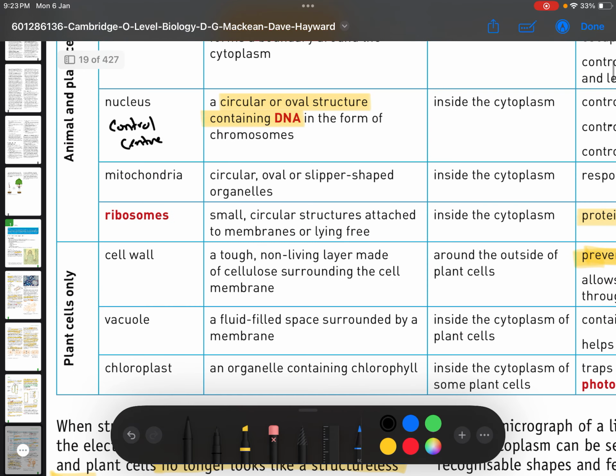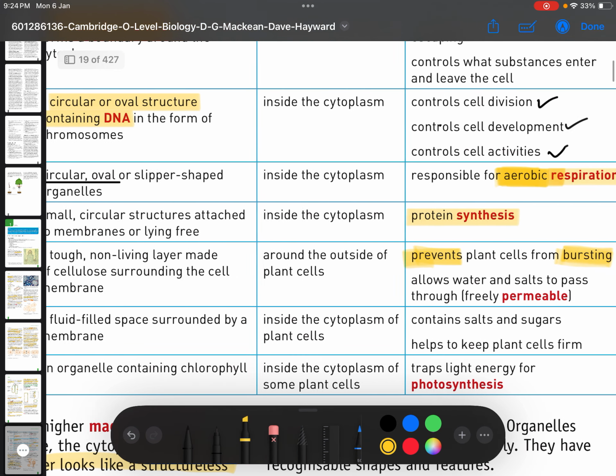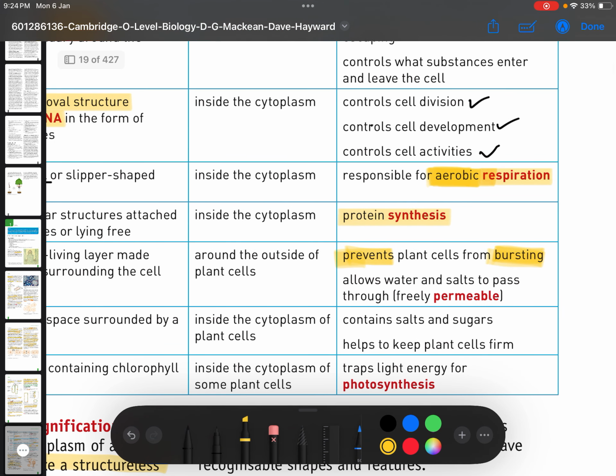We have the mitochondria here. Under the microscope you'll see it's circular, oval shaped, slipper shaped as well, and its main function is that it is responsible for aerobic respiration. I'm sure you're familiar with what respiration is in itself. It's what the cells do to produce energy, right? To live, to reproduce, to grow, and all that.